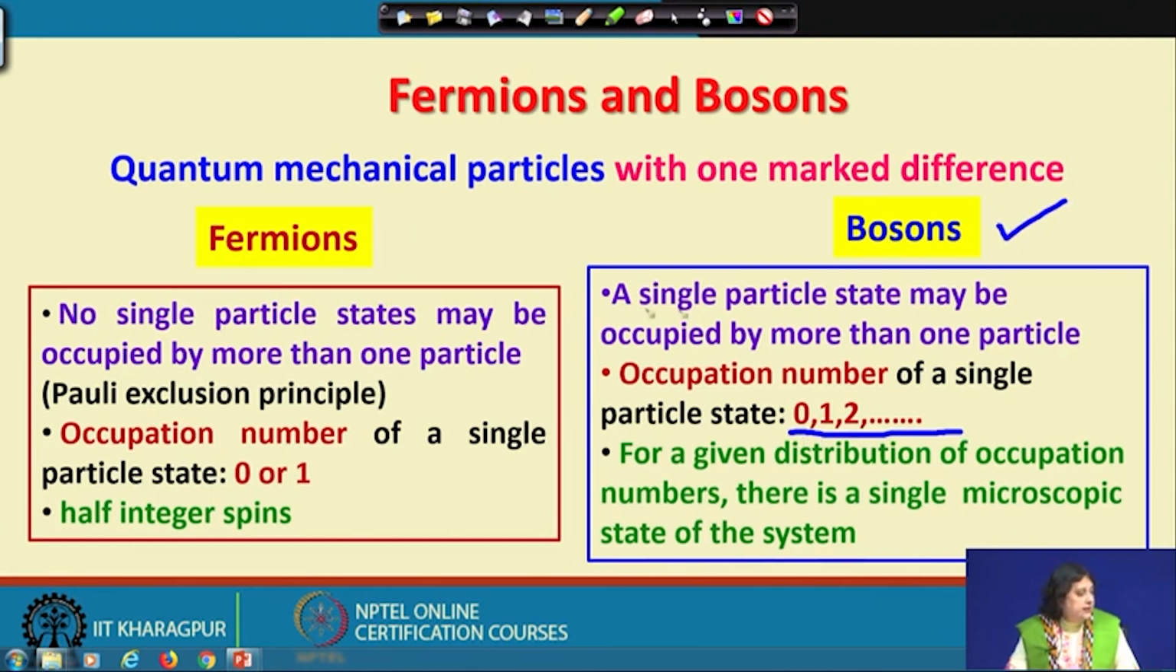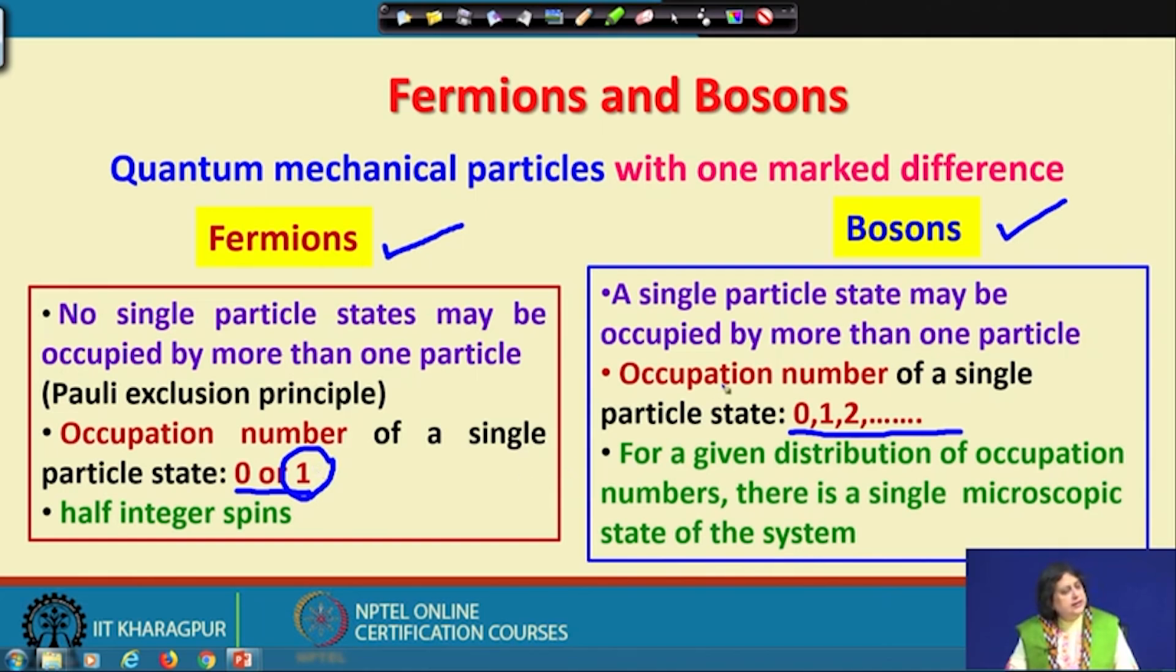Now, if I look back, in the case of fermions, a single particle state has only two possibilities. Either it is empty, that is, the occupation number is 0, or it is singly occupied, which means that this particular state is associated with only one particle.